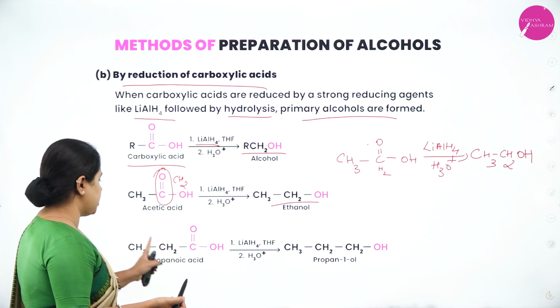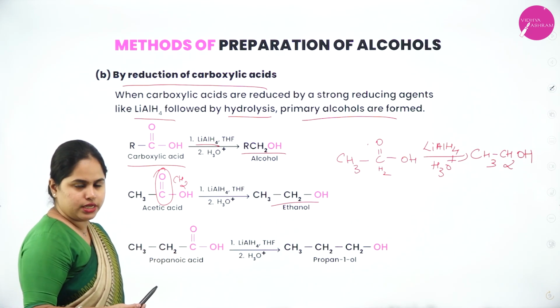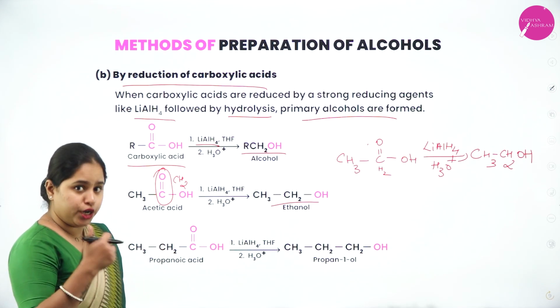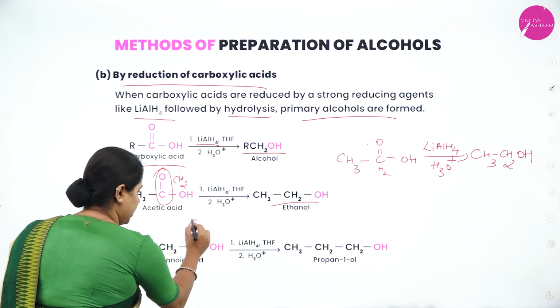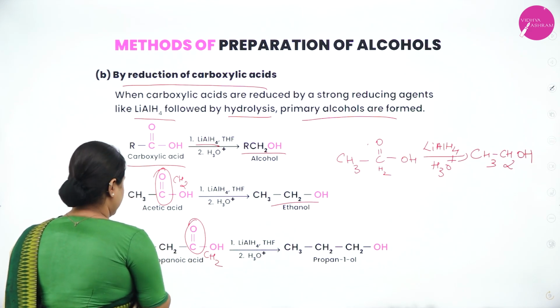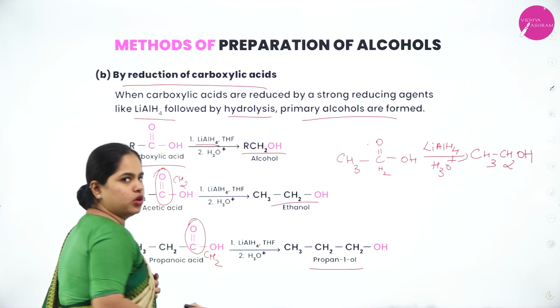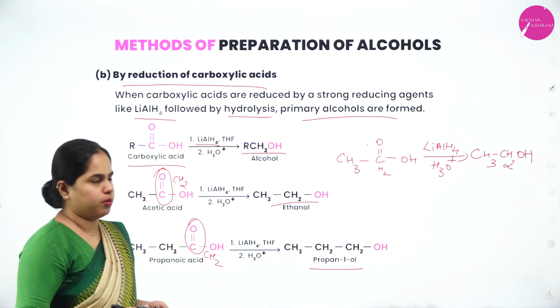So here also CH3CH2COOH is there, which is the carboxylic acid to which we are adding lithium aluminium hydride and reducing it. So what happens? This will become CH2. So what you are going to get? CH3CH2CH2OH. Propan-1-ol will be obtained. So I hope it is clear, the reduction of carboxylic acid.